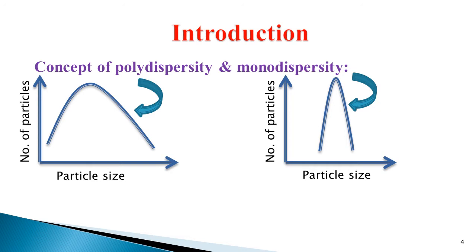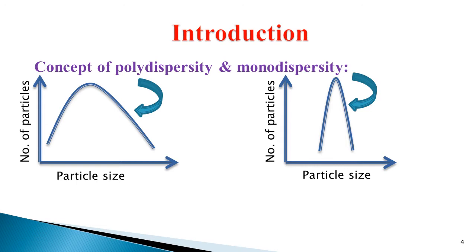Here you can see this graph is wide, while this graph is narrow. Polydispersed powder gives a wide graph, its nature is wide. In the case of monodispersed powder, its nature is narrow. Polydispersed powders have a wide range of particle sizes.